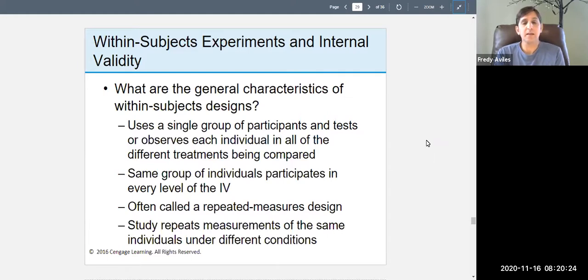They basically participate in all levels. It's also called a repeated measures design because participants basically repeat their participation. They participate more than once. The study repeats measurements on the same individual under different conditions. That's why it's called the repeated measures design. Let's keep going and say a little bit more about this.